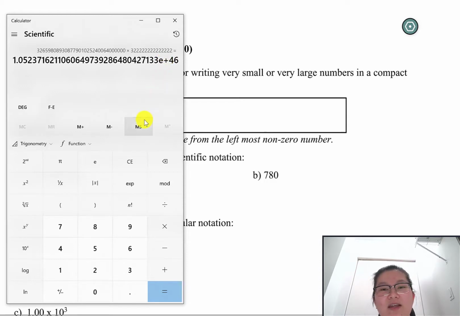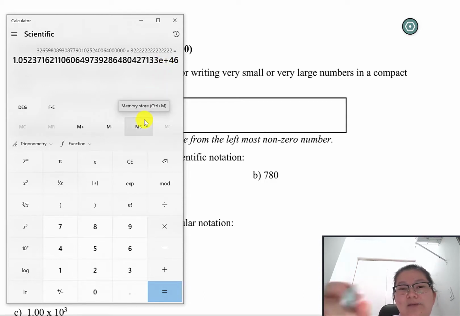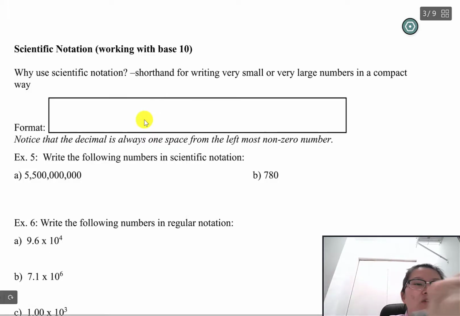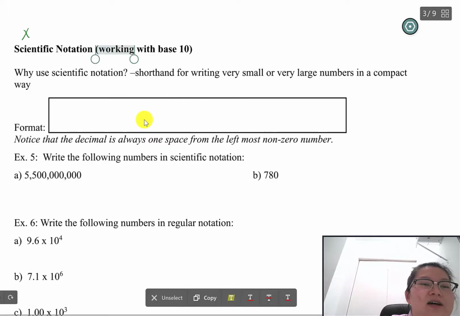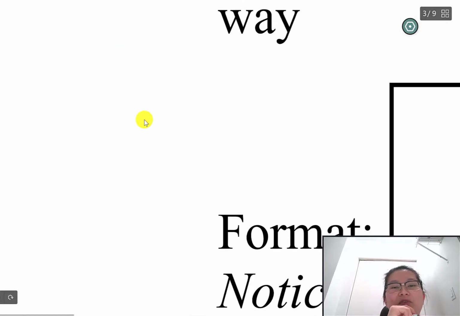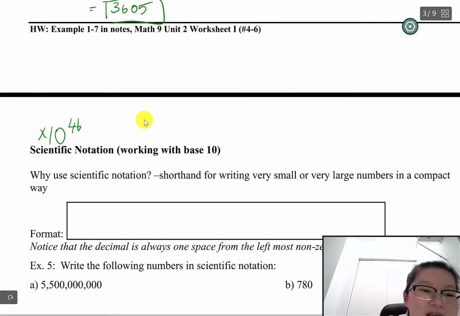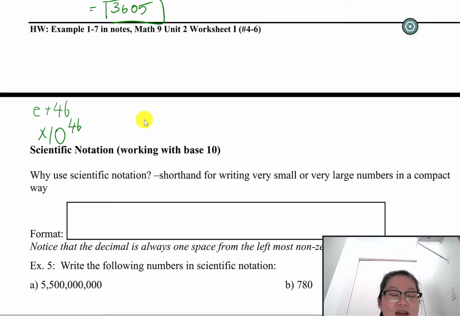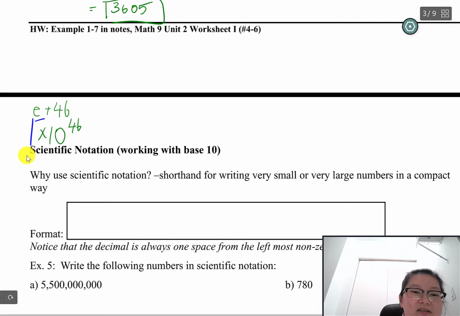Some of you might instead see something that looks like this: times 10 to the power of 46, for example. Some of you might see E and then plus 46. These mean exactly the same thing. And yes, you have seen this before, which is times 10 to the power of 46.